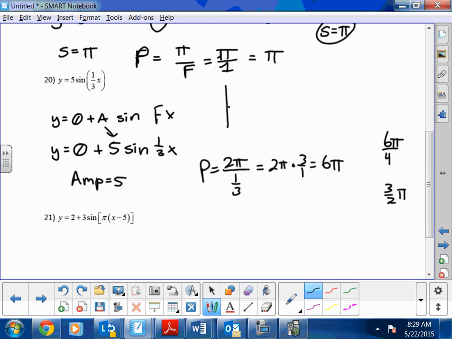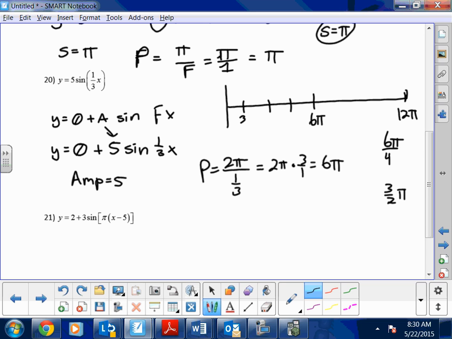Now this one, when I draw it, first of all, I'm going to draw 2 cycles of it. First cycle will be 6 pi. Second cycle will be 12 pi. I'm going to go off tick marks of 3/2 pi. So this is 3/2 pi. I'm going to add that: 6/2 pi, 9/2 pi, 12/2 pi, 15/2 pi, 18/2 pi, 21/2 pi. All I'm doing is adding 3 to them.